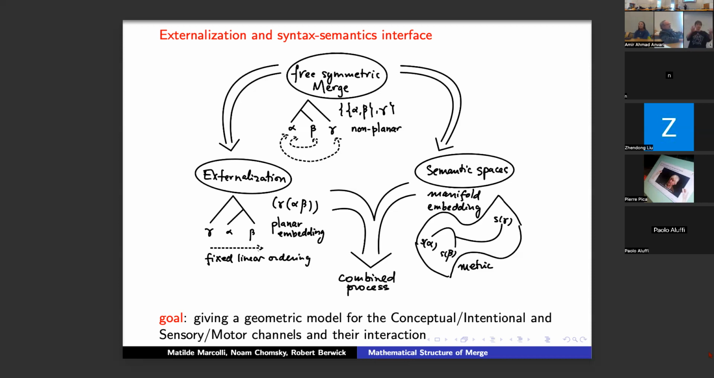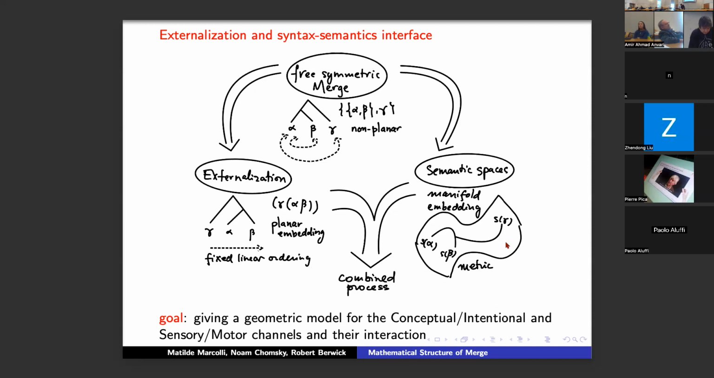So this diagram, when you want to combine these two things together, you want to combine them in some place that takes into account both things, the different choices of planarizations and this type of metric information.